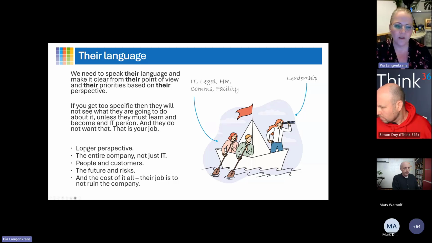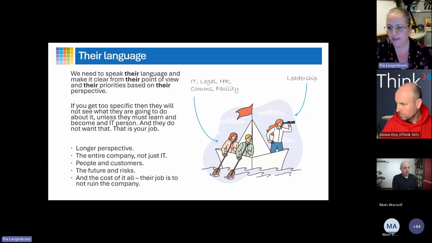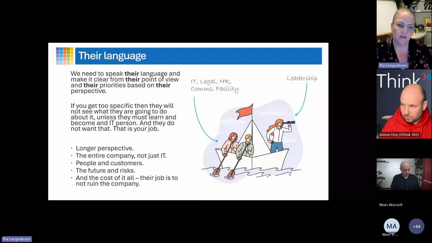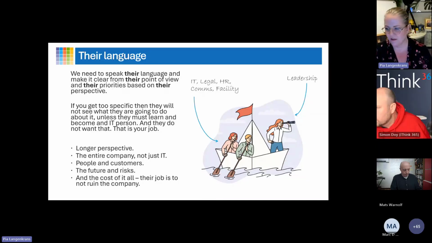So the number one thing that we need to do is talk about the longer perspective. Low hanging fruit, that is not what we take up to the leadership. That's not what we lead with. And we need to talk about the entire company, not just the IT. We need to talk about how this impacts other areas and makes them better. We have to talk about people and customers. We also have to think about their time and their experience, and also the future and risks.